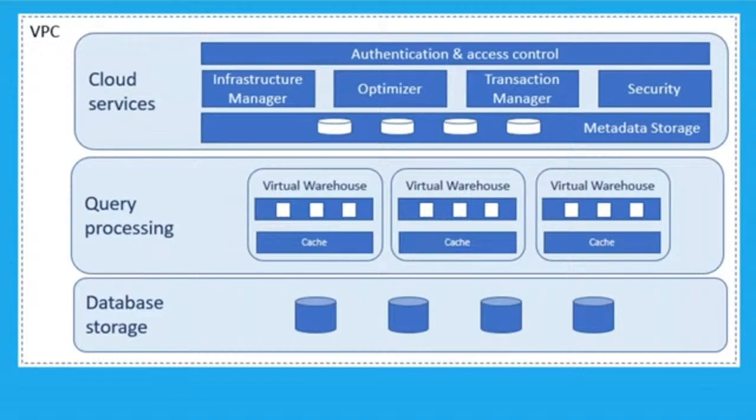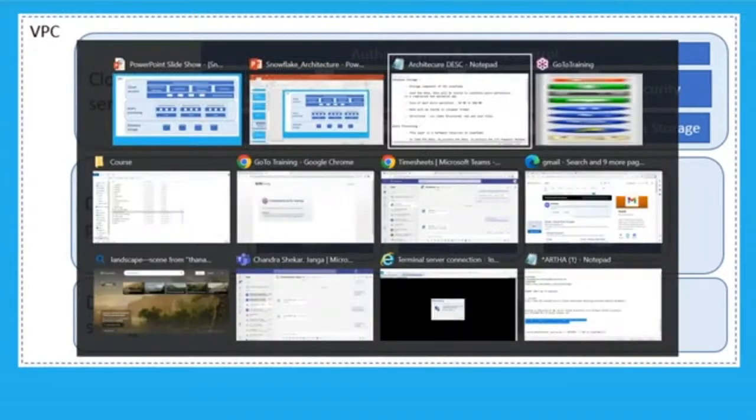So we have a cloud services layer, and then a query processing layer, and then a database layer. I am repeating once again because this Snowflake architecture is very important. Damn sure you will get one or two questions on Snowflake architecture in every interview, wherever you go, in all the companies. That's why I am repeating. So we have a cloud services layer, a query processing layer, and a database storage layer. Now we will discuss them one by one.